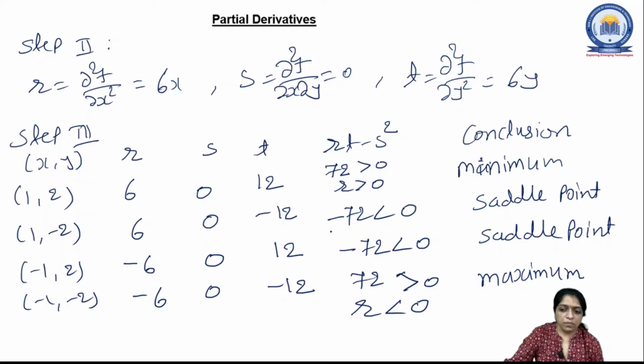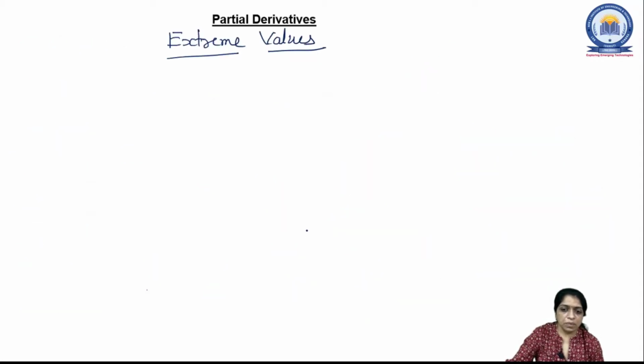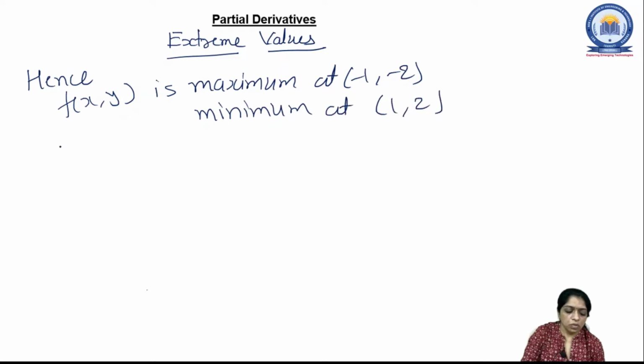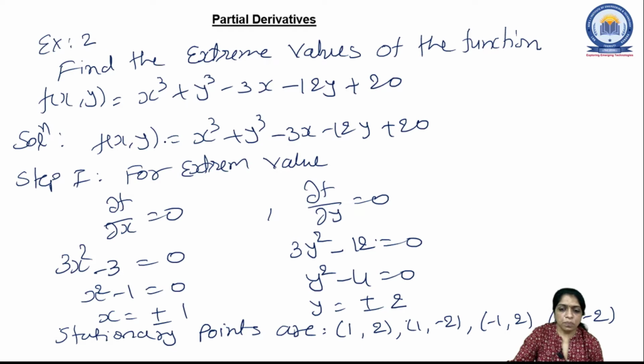So here we have a total of 4 stationary points. Of these 4 points, one point is a minimum and one point is a maximum. So we'll find the minimum and maximum value. Hence f of x, y is maximum at (-1, -2) and minimum at (1, 2). So for the maximum value, what is our given function? x cube plus y cube minus 3x minus 12y plus 20.